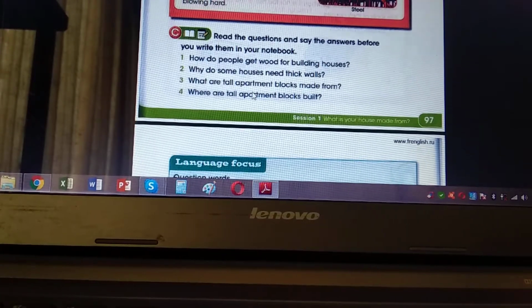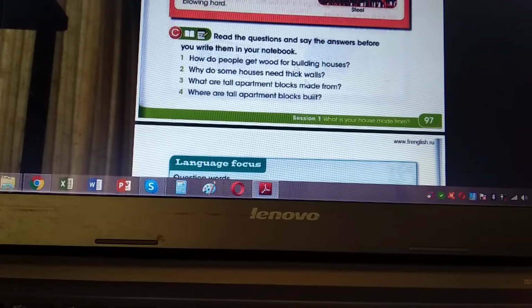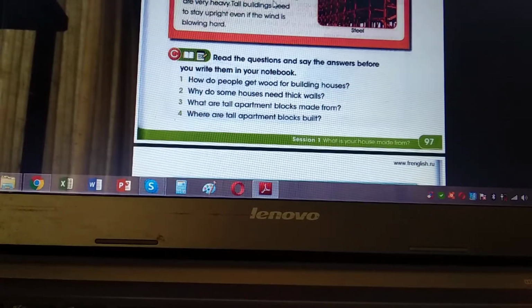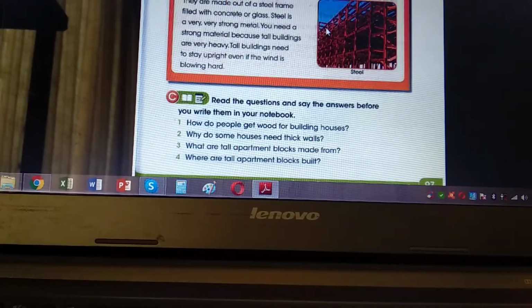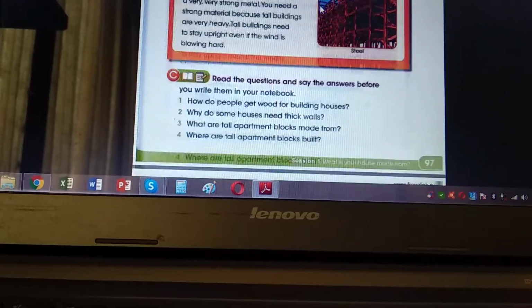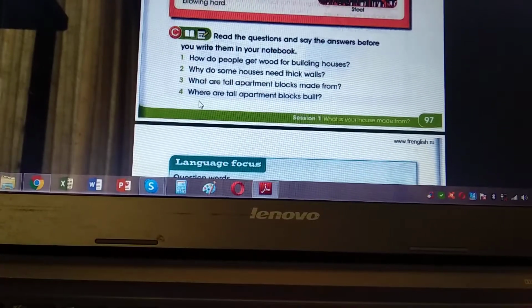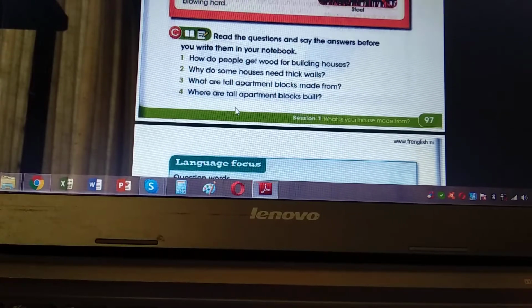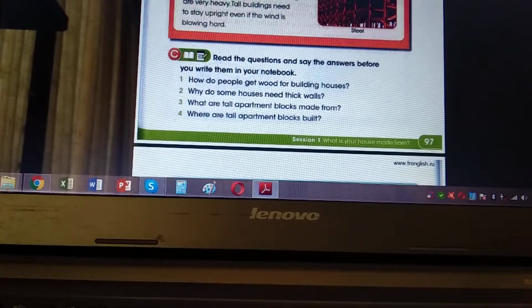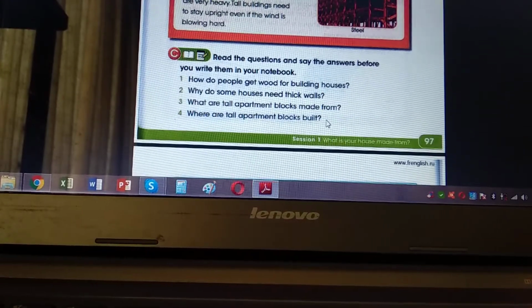Alright, number 3. What are tall apartment blocks made from? Okay, we can find it here. Tall buildings are made from steel to make them very sturdy. Sturdy means very strong, so it doesn't get blown by strong wind. Okay, and number 4, where are tall apartment blocks built? You can find the answer also in the text, which is in the cities. Tall apartment blocks are built in the city because there's not much space there.